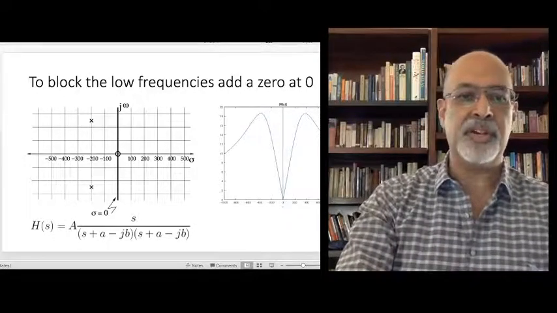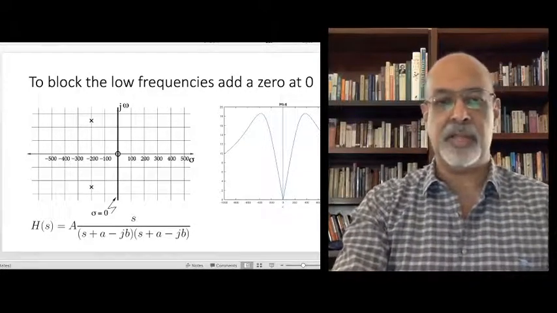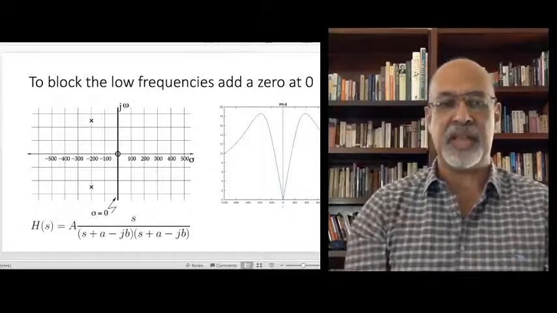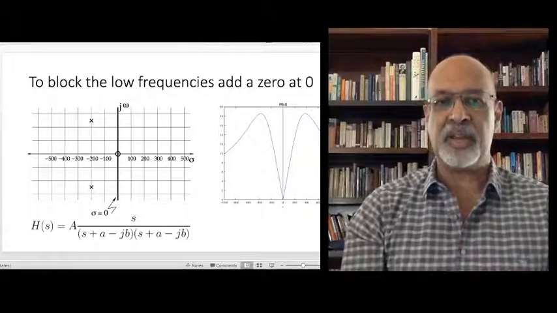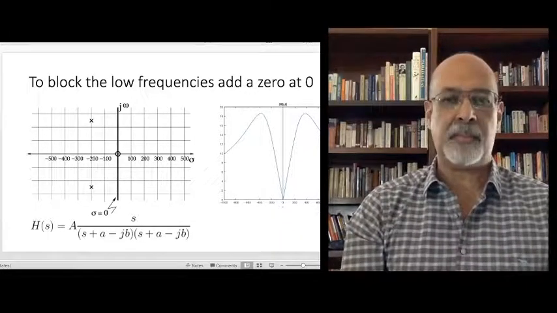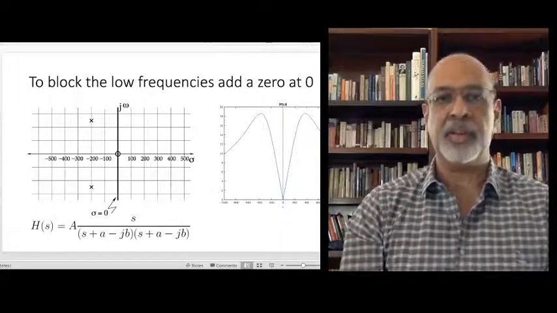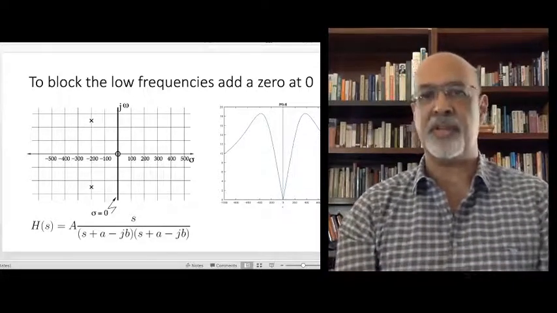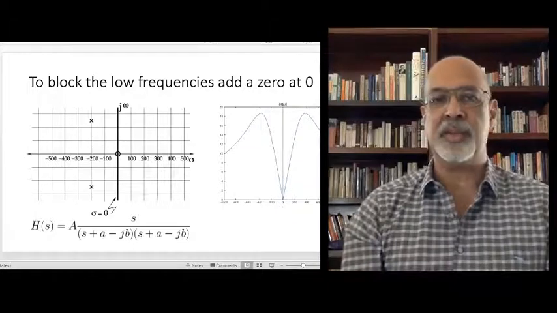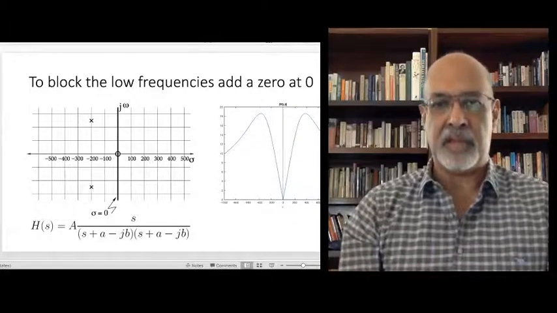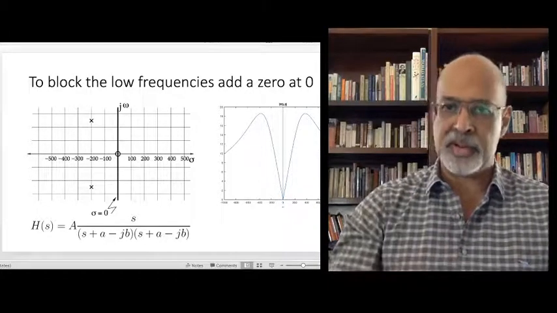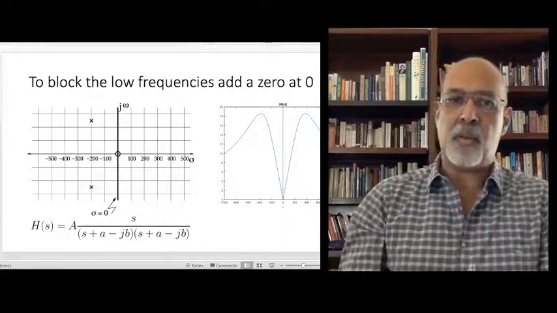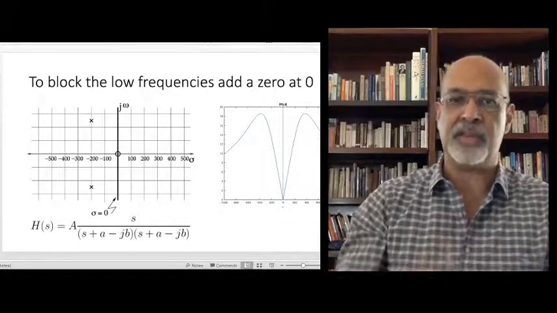Now I can reduce the effect of that 0 if I move away from the origin. So this one is sitting at the origin, so omega will hit that 0, and at that point the transfer function will go to 0. If I don't want the transfer function to go to 0 at that point, I just want the DC component to be attenuated a bit, brought down a bit, then what I can do is take that 0 and move it away from the axis, so I never actually hit the 0.